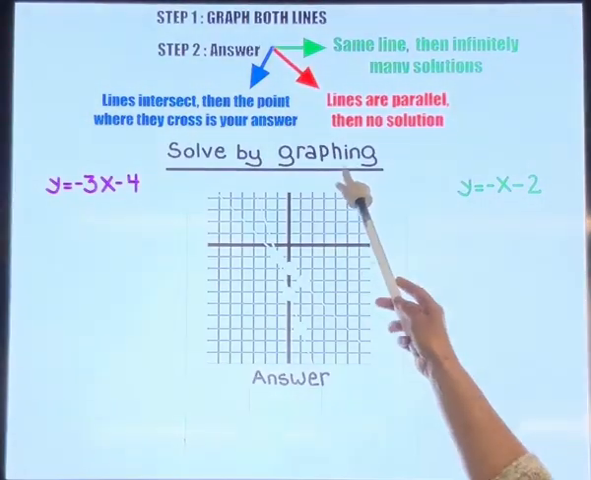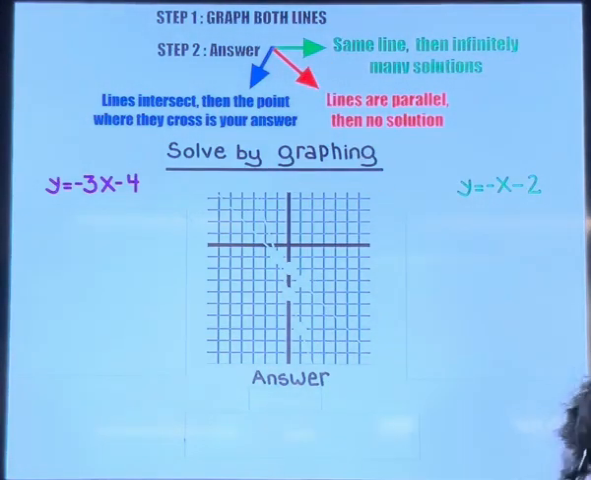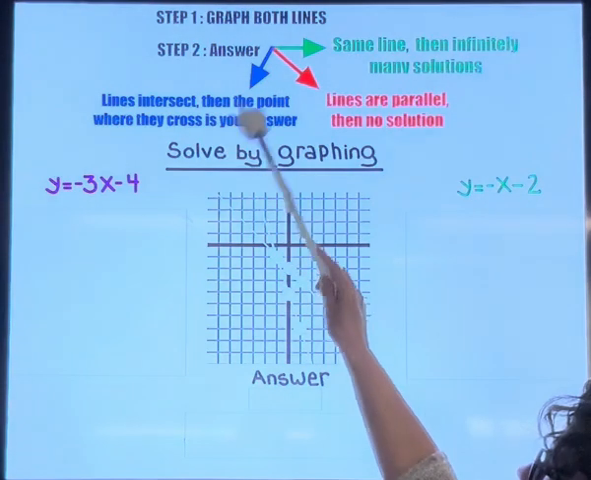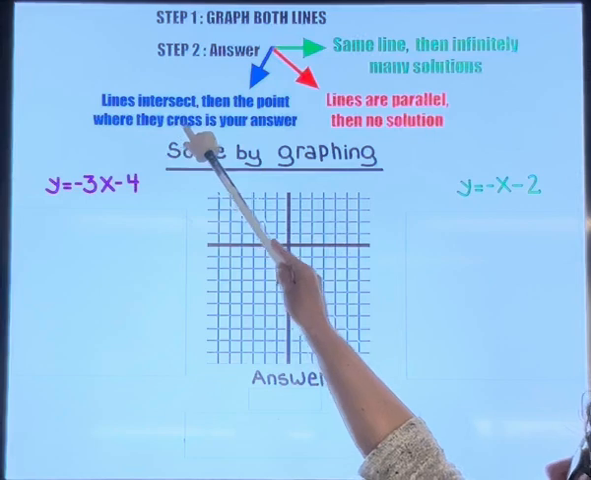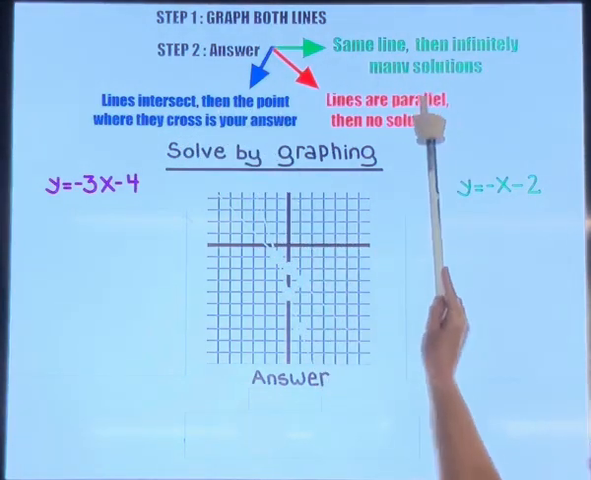We'd like to solve by graphing. We have two separate equations. The very first step is to graph both of the lines. And then the second step, if the lines you graph intersect, then the point of intersection is your solution.